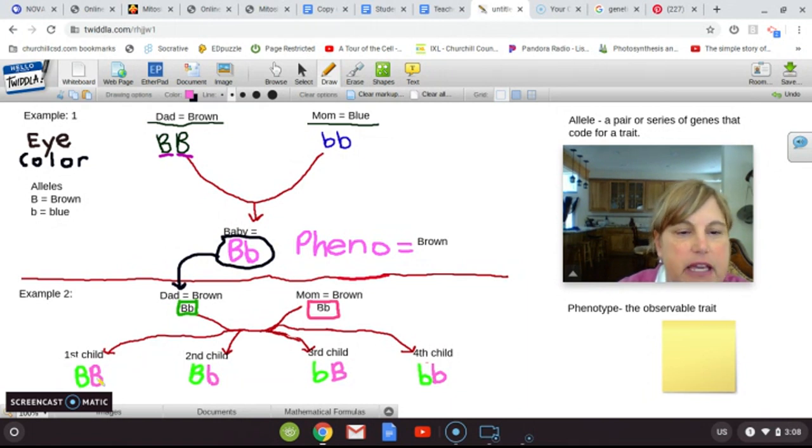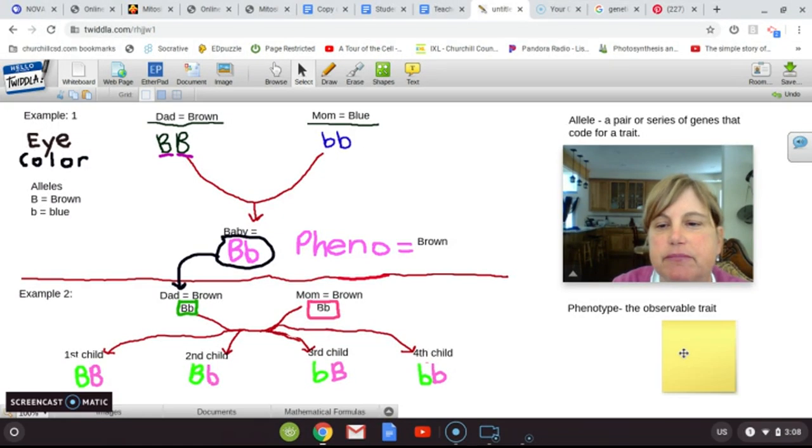We could have a capital B, like we do with the first child. We could have a capital B, lowercase b from the second child, for example, like the second child has. You could have a lowercase b from the dad, capital B from the mom, like the third child does. Or you could have a child with two lowercase b's, one from mom, one from dad. So this gives you a variety of the children you could have.